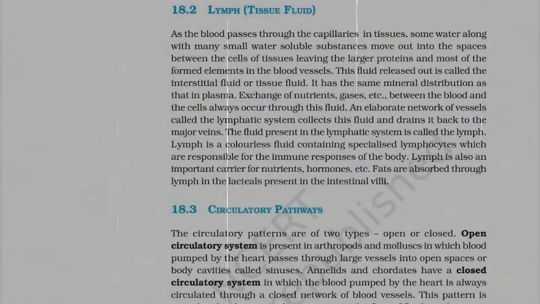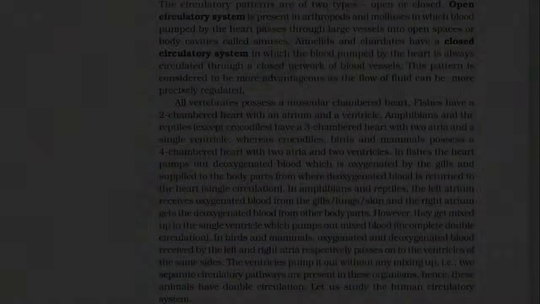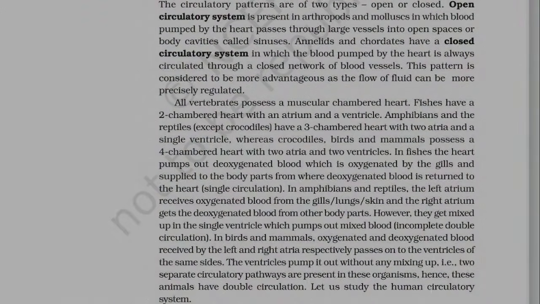18.3 Circulatory pathways. The circulatory patterns are of two types, open or closed. Open circulatory system is present in arthropods and mollusks, in which blood pumped by the heart passes through large vessels into open spaces or body cavities called sinuses. Annelids and chordates have a closed circulatory system, in which the blood pumped by the heart is always circulated through a closed network of blood vessels. This pattern is considered to be more advantageous as the flow of fluid can be more precisely regulated.